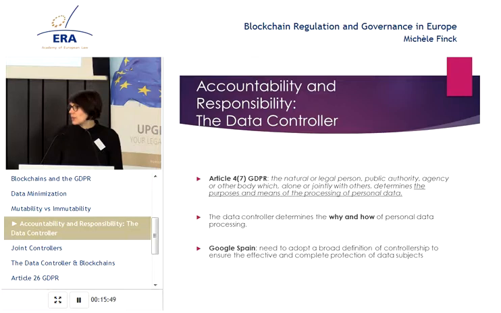Now, when you look at the text of Article 4, Paragraph 7, what you see is that it appears to indicate that both the purposes and the means are criteria on an equal setting to determine who is a controller, right? So Article 4, Paragraph 7 appears to indicate that the data controller is the entity that determines both the why and the how personal data is being processed.